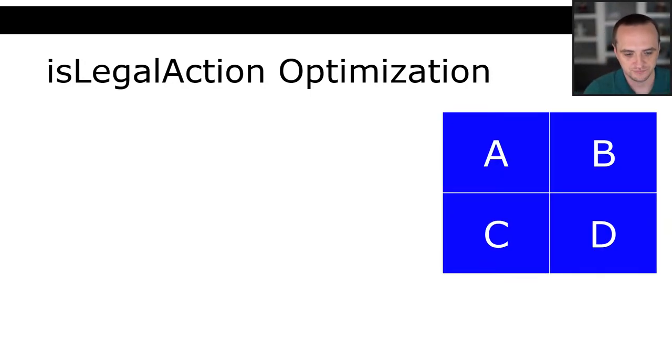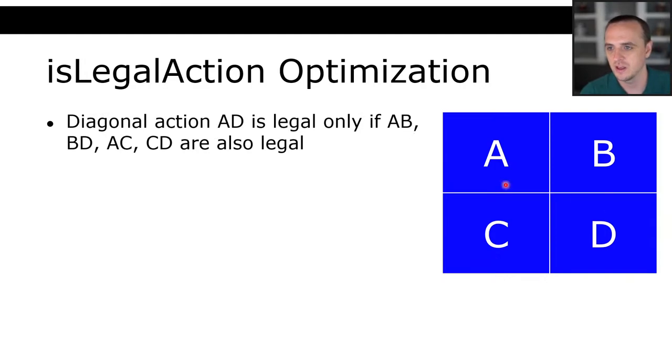So what do I mean by this? If I have 4 locations, A, B, C, and D, the legal action of going from A to D is legal only if AB, BD, AC, and CD are also legal, right? AB is legal if I can move to the right. AC is legal if I can move down. So only if AC then CD and AB then BD are legal is AD a legal action.